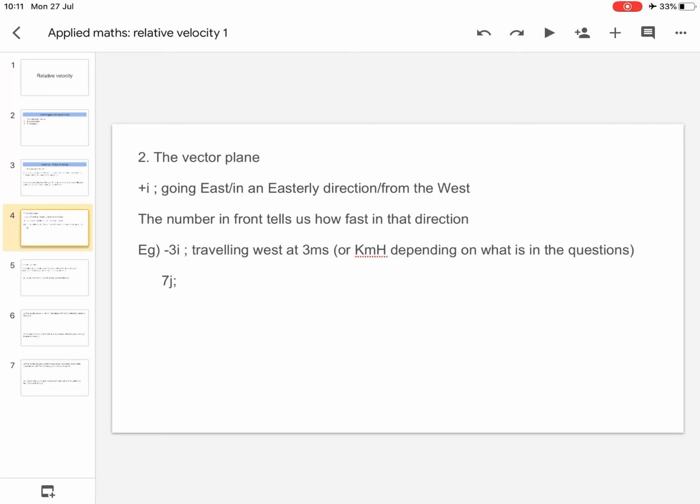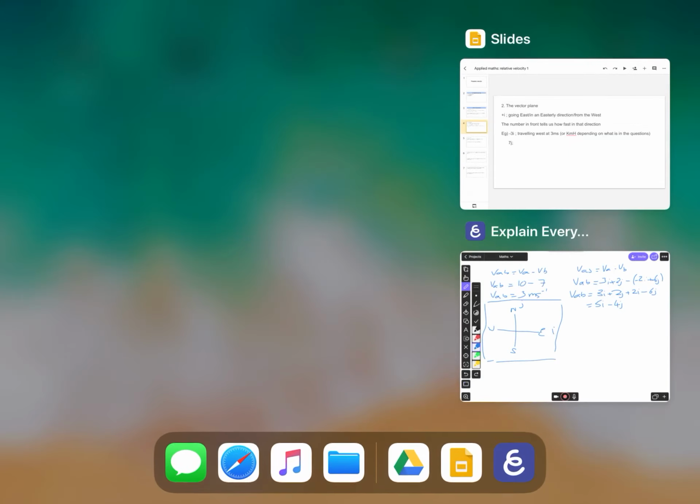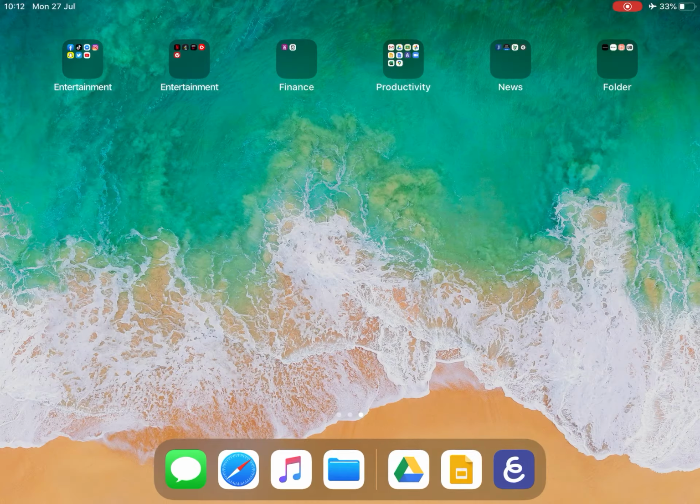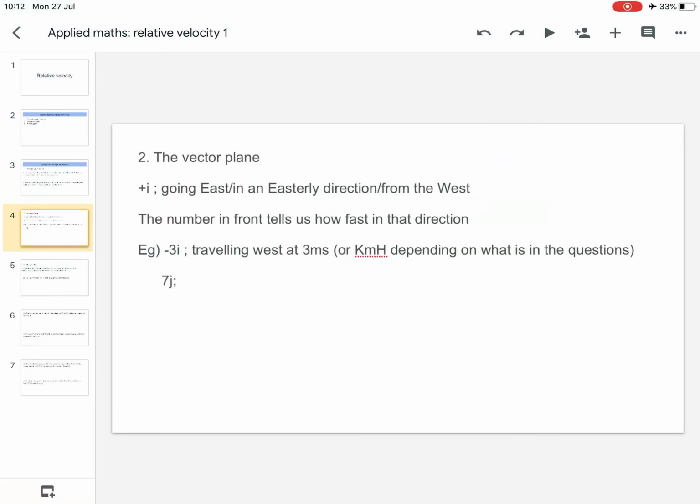If I'm looking at 7j then, pause the video for a second, think about 7j. What would happen if you were traveling 7j? So 7j, it's positive, so you're going north and you're going 7 meters per second or 7 kilometers per hour. Okay, and you can do that with all the different ones, so minus i's and plus i's and minus j's and plus j's.